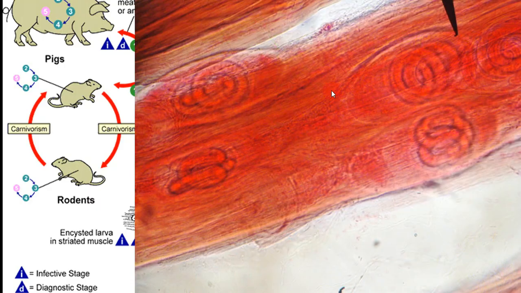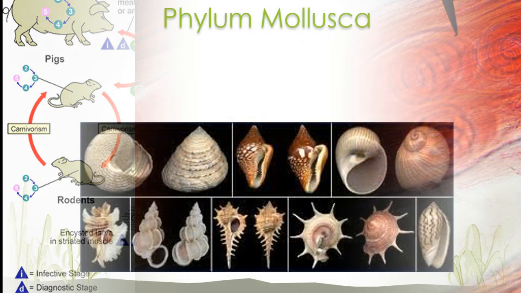This is the muscle. You can see the little critter right there in the muscle, so that is a forensic view of some of those worms. Gross, right? Wow.